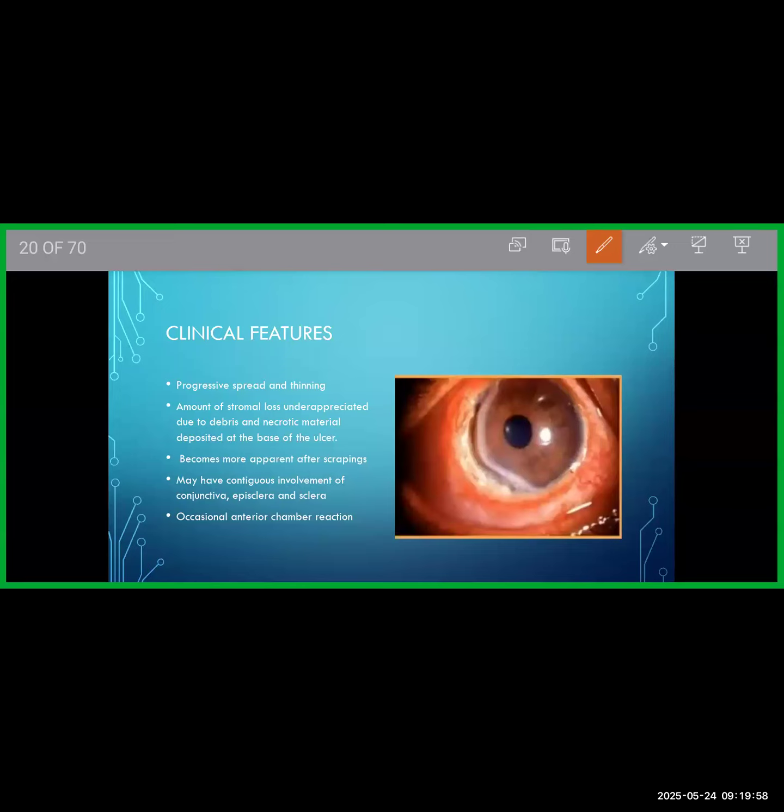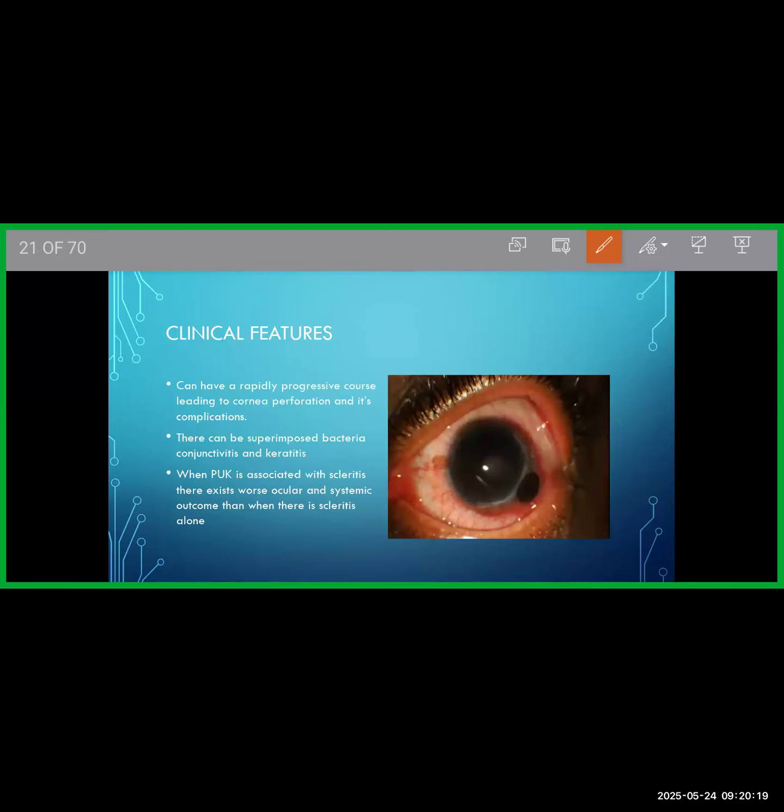Also, as I said in the introduction, we will have involvement of contiguous tissues like the conjunctiva in the form of conjunctivitis, the episclera, and the sclera in the form of scleritis, and the occasional anterior chamber reaction from iridocyclitis. And now the ulceration can progress rapidly, leading to corneal perforation and its complications.